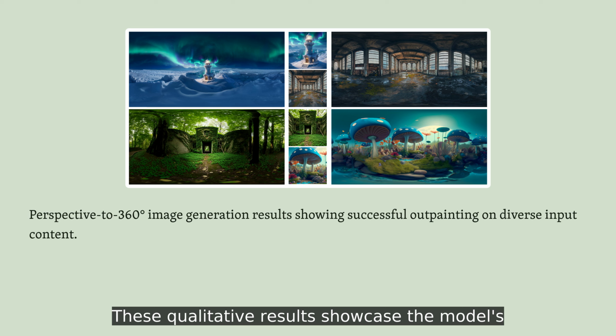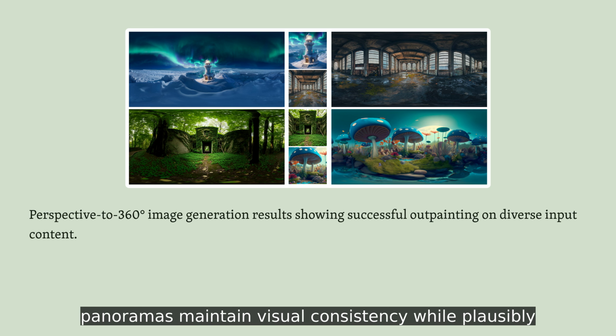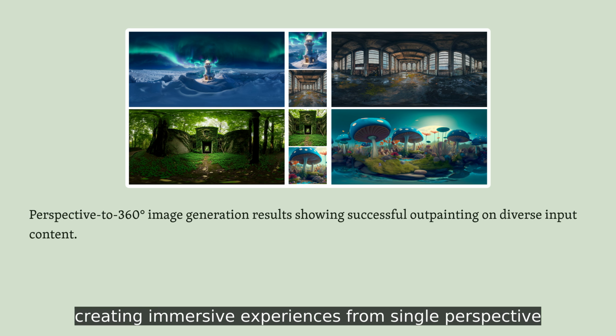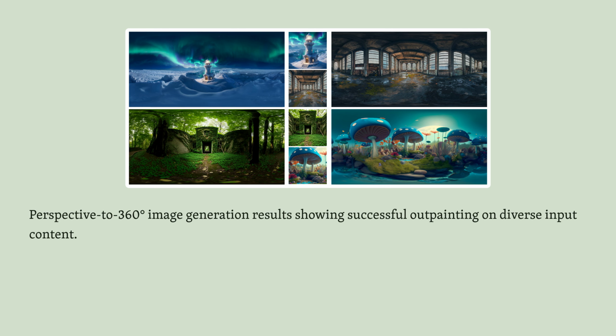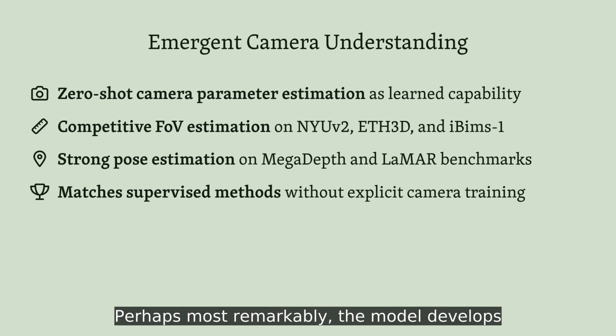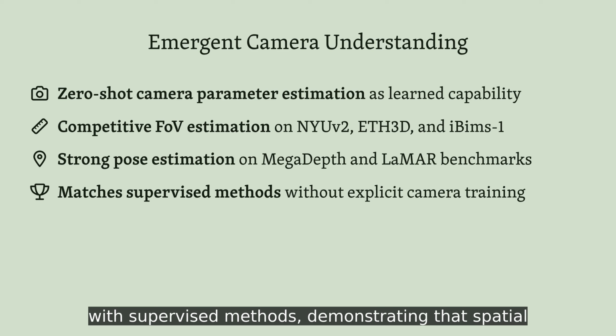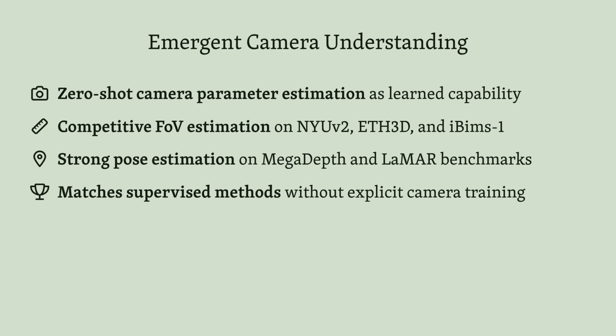These qualitative results showcase the model's versatility across different scene types and input conditions. Notice how the generated panoramas maintain visual consistency while plausibly extending the scene in all directions, creating immersive experiences from single perspective views. Perhaps most remarkably, the model develops an implicit understanding of camera parameters, despite never being explicitly trained for this task. When evaluated on standard camera estimation benchmarks, it performs competitively with supervised methods, demonstrating that spatial reasoning emerges naturally from the token-based training.